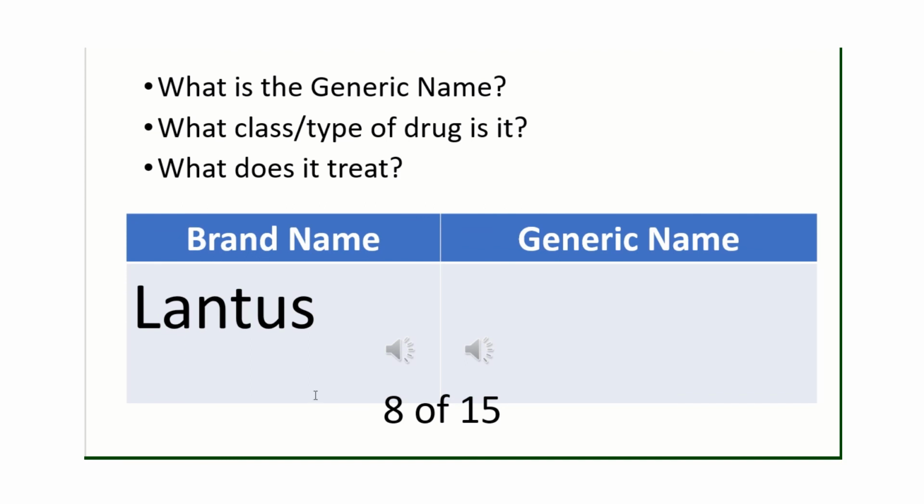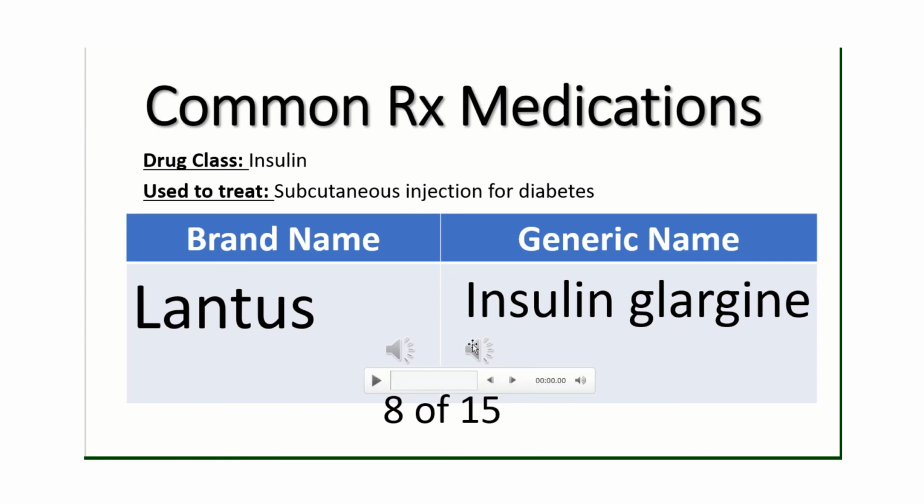What is the generic name of Lantus? What type of drug is Lantus? What does Lantus treat? The generic name for Lantus is insulin glargine. Lantus and insulin glargine are a type of insulin. Drug class is insulin. Lantus and insulin glargine are a subcutaneous injection for diabetes.